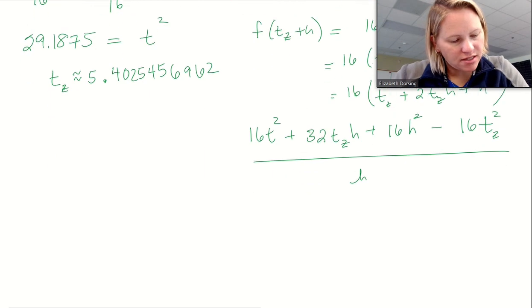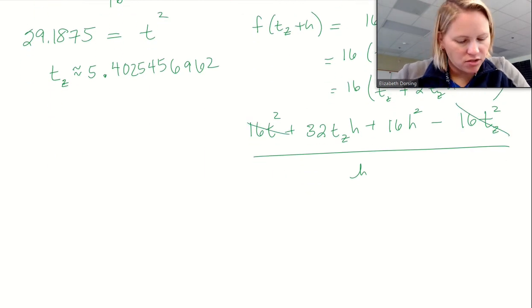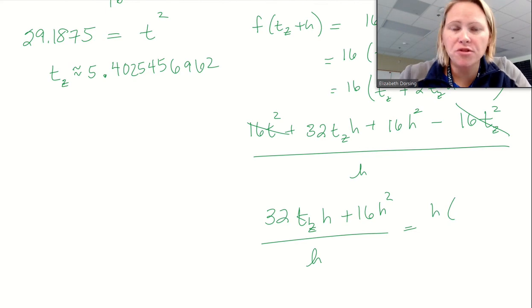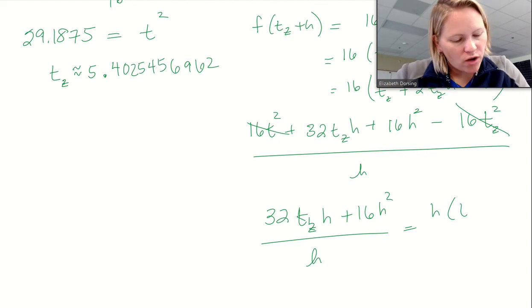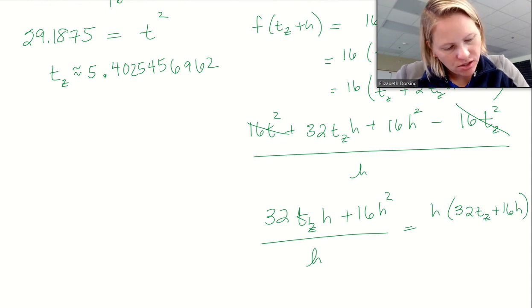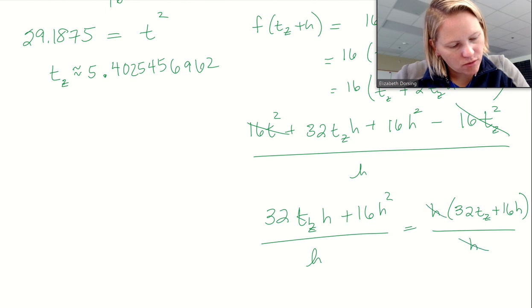And as I simplify, these will cancel out. So I'm going to have 32 tzh plus 16h squared all over h. I'm going to factor out the h, and it'll go away. That's the beautiful thing about these problems. They always kind of follow the same pattern. If you can get yourself started, it usually ends the same way every time. So I'm going to have 32 tz plus 16h, all over h. These go away.